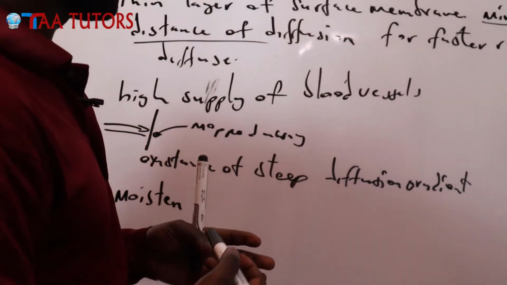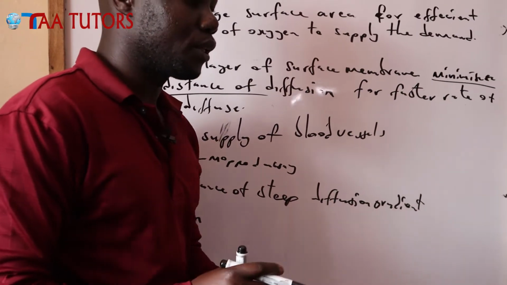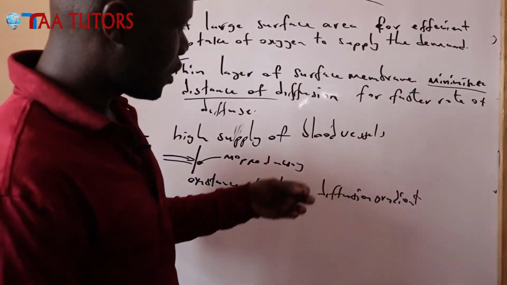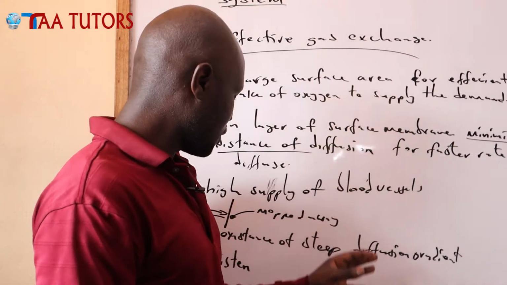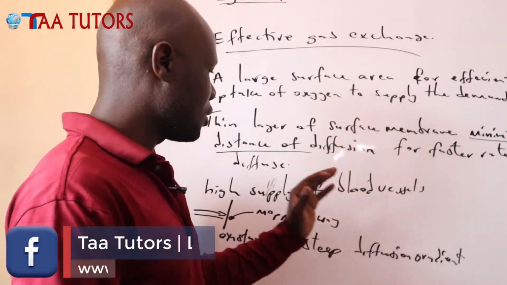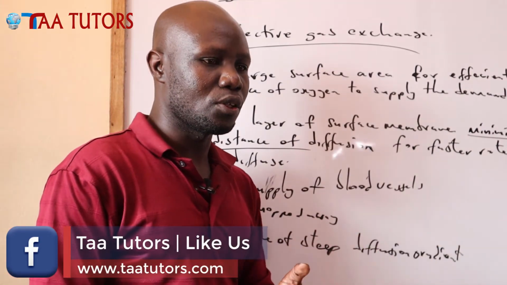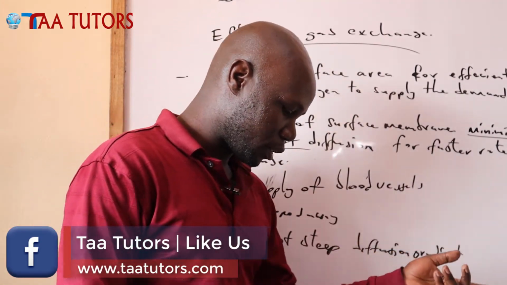That's why you look at the lungs of a human being. The lungs have got some water in them. It is moistened. We look at the gills of the fish. It is moistened. Actually, the fish is in water. So these particular membranes are always moistened to make sure that the gases are taken in in their solution form so that they can quickly diffuse on the membrane.